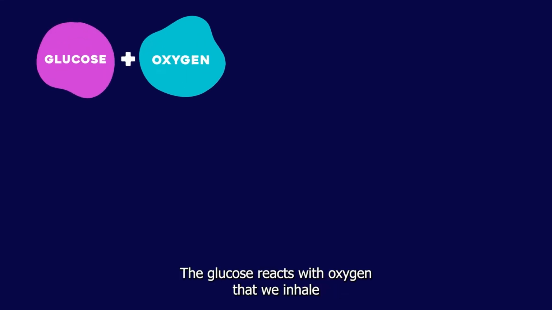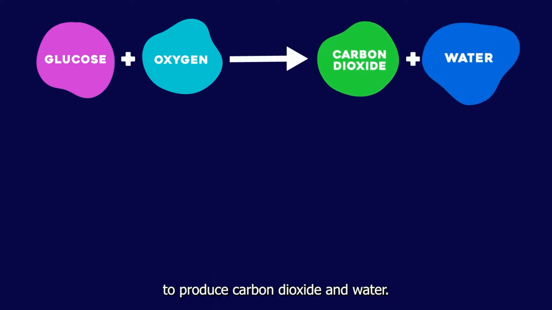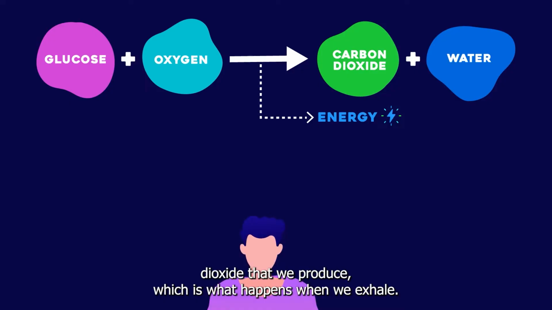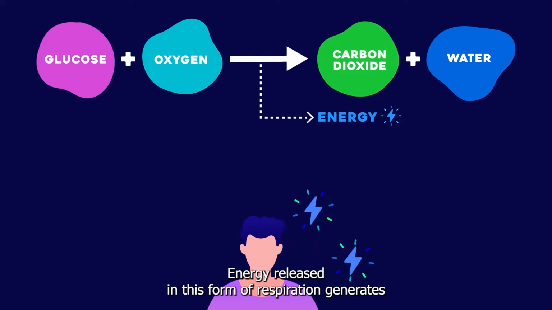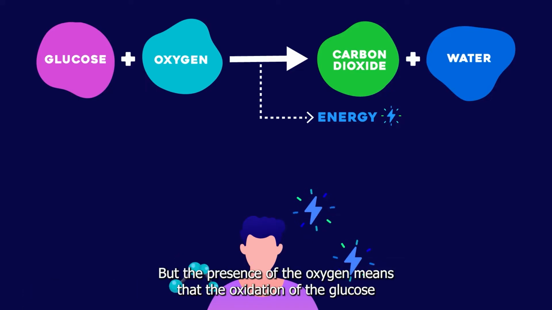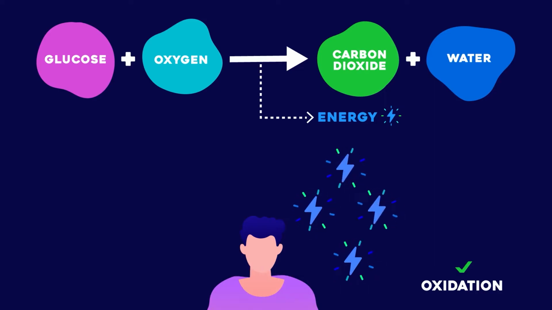In aerobic respiration, the glucose reacts with oxygen that we inhale to produce carbon dioxide and water. This means that we need to get rid of the carbon dioxide that we produce, which is what happens when we exhale. Energy released in this form of respiration generates an exothermic reaction, but the presence of the oxygen means that the oxidation of the glucose is complete and lots of energy is released from the process.